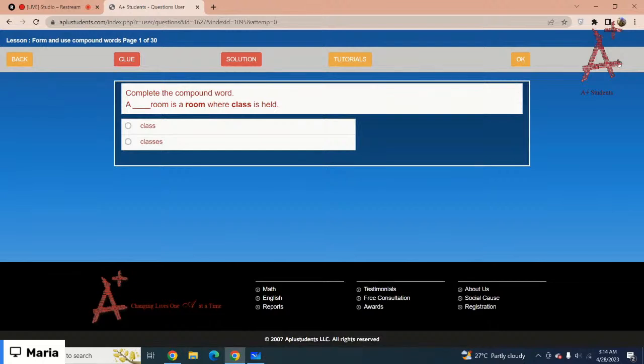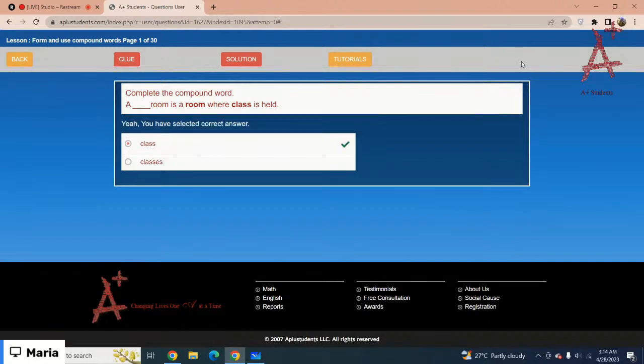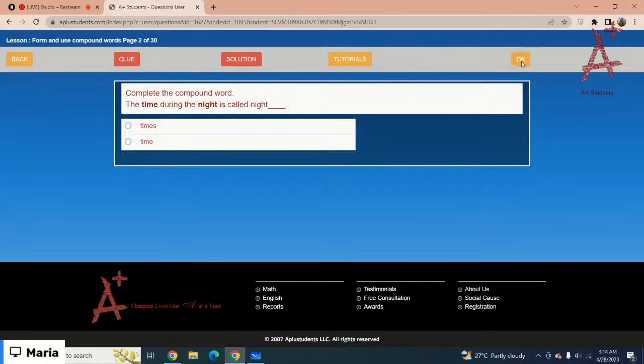A classroom is a room where class is held. So that would be the class. The time during the night is called night. Yes, the time during the night is called the night time. It would be night time.